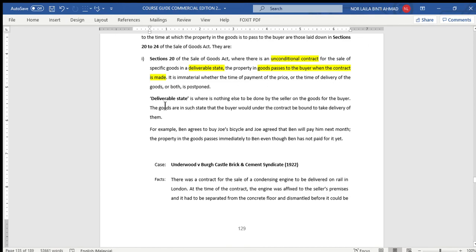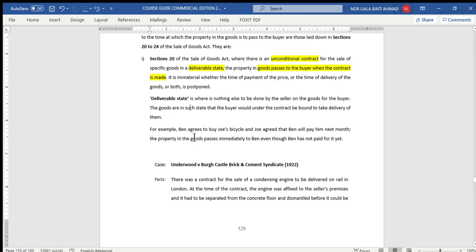What is a deliverable state? Deliverable state means there is nothing else to be done by the seller on the goods for the buyer. The goods are in such a state that the buyer will, under the contract, be bound to take delivery of them, meaning that these are complete goods. Goods are ready to be sold to the buyer.